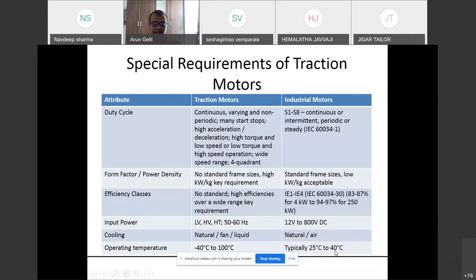In industry it is ambient, but in the case of a traction motor in an electric vehicle, depending upon the package space and the surrounding heat-dissipating components such as the gearbox and tires, the operating temperatures may be high. So these are the various differences between traction motors and induction motors, and accordingly it has to be sized.